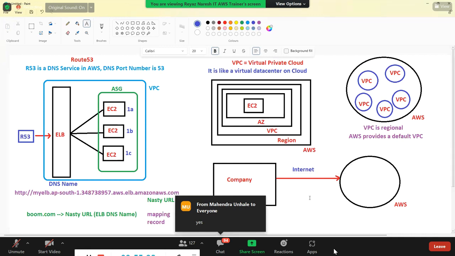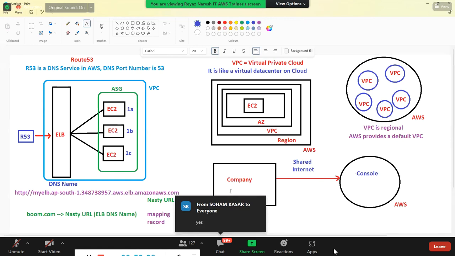Yes. That internet is provided by Airtel, ACT or some other service provider. So is that a shared internet or a dedicated internet, guys? These are all shared internet only, na? The ISP provider, it's all shared internet. So from the shared internet, from your company, you're connecting to AWS and accessing the AWS console or services, whichever it is.